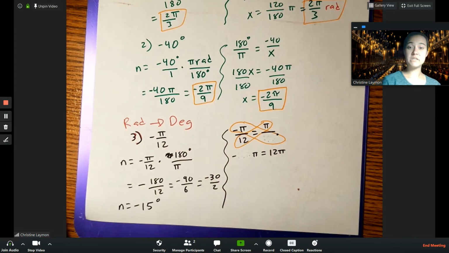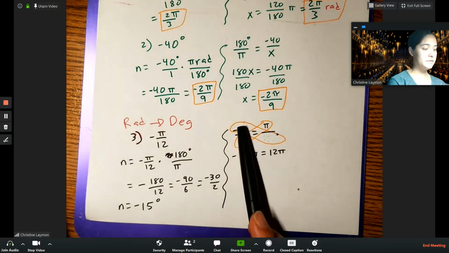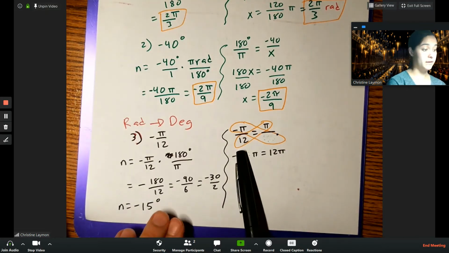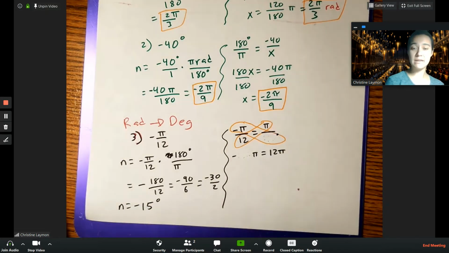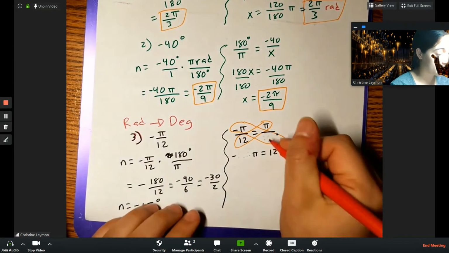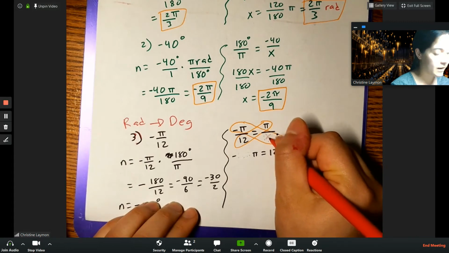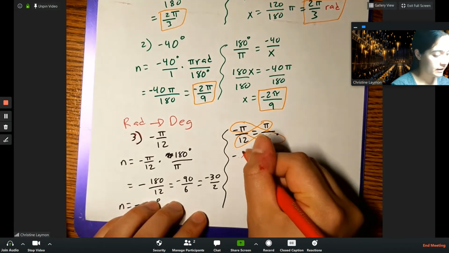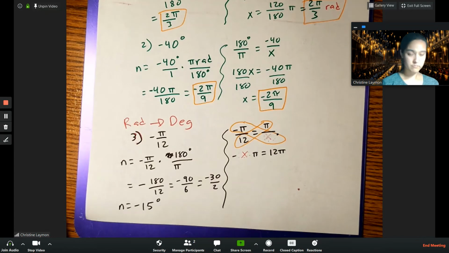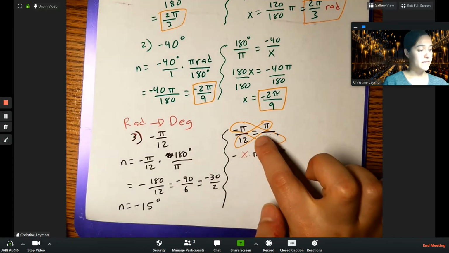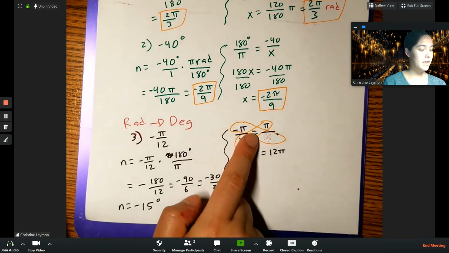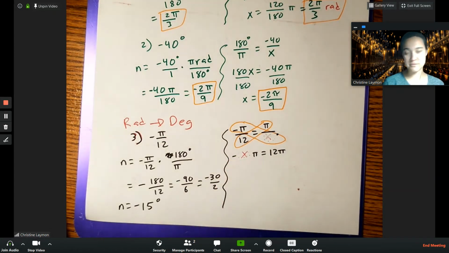Okay, so in this next one, I had negative pi over 12 radians equals pi radians over an unknown amount of degrees. That's going to be my x. So down here, I have x, and here I have x. So x will be my degrees. And then I went and cross multiplied, and that's how I got 12 pi and negative pi x. So from here, my job is to get x by itself. So we're going to go ahead and divide both sides.